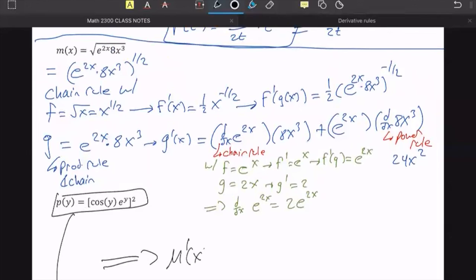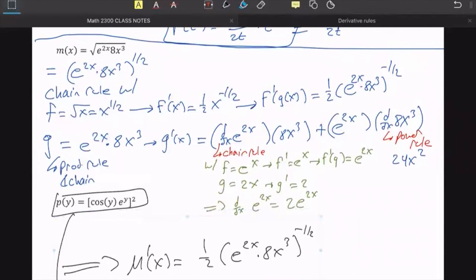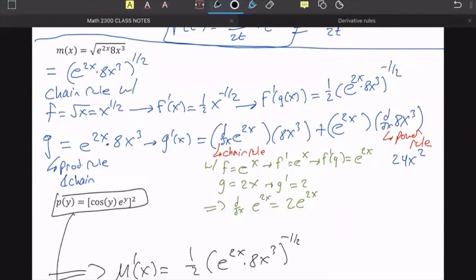So the final answer that we have of M prime is going to be F prime of G of X. So that first thing we worked on up top there. And I should have just realized how big this is going to be. We're going to need lots of room on this one. I'm going to slide this one over. F prime of G of X times G prime, which is the product rule. So it's going to be 2e to the 2x times 8x cubed plus e to the 2x times 24x squared. That is a big, big problem.